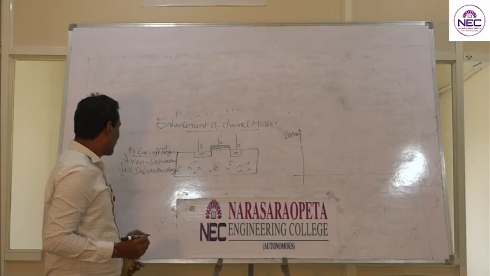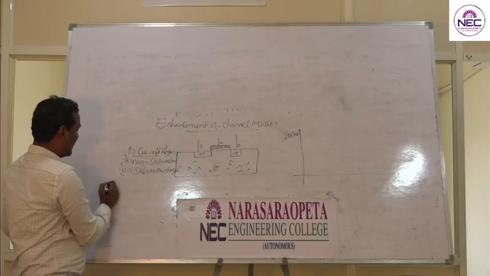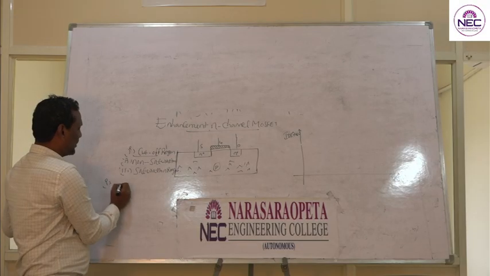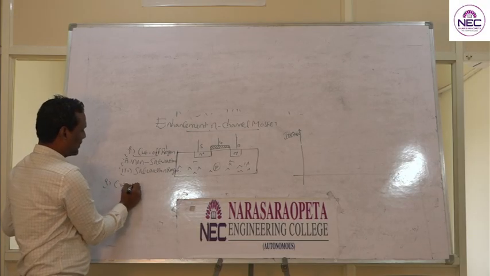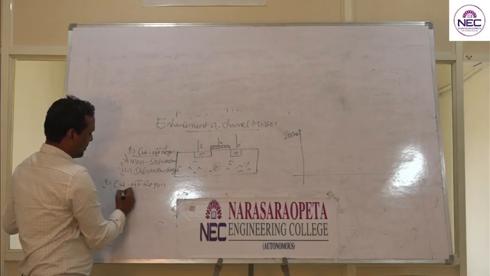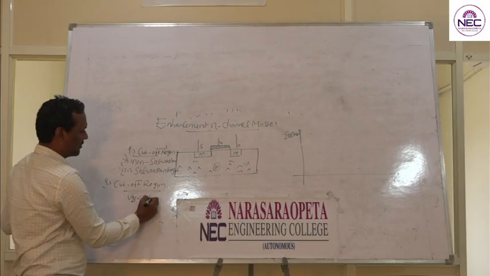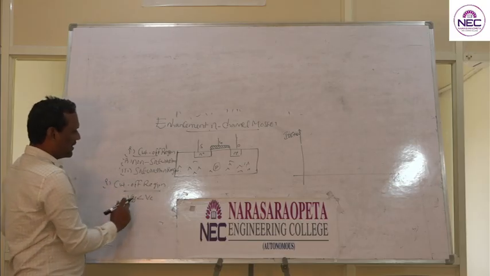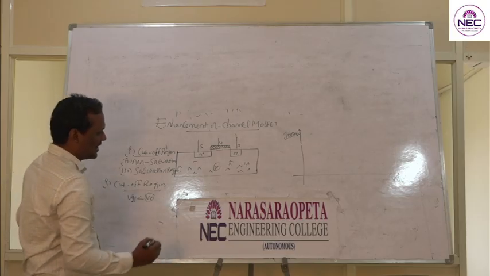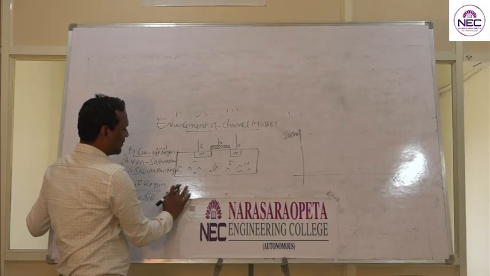Now coming to the cutoff region. First we will see what the conditions for the cutoff region are. In the cutoff region, the VGS value is less than VT. Here we should know what VT is. VT stands for threshold voltage.